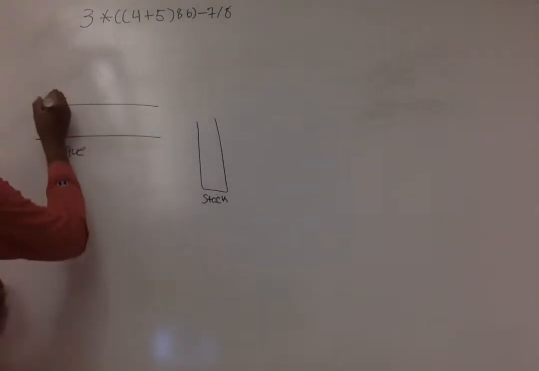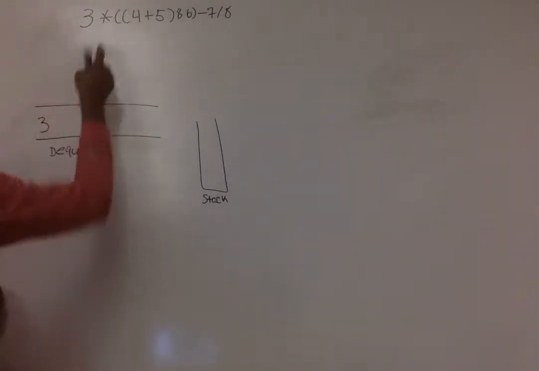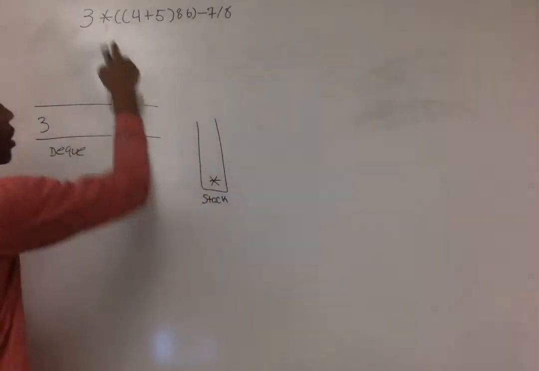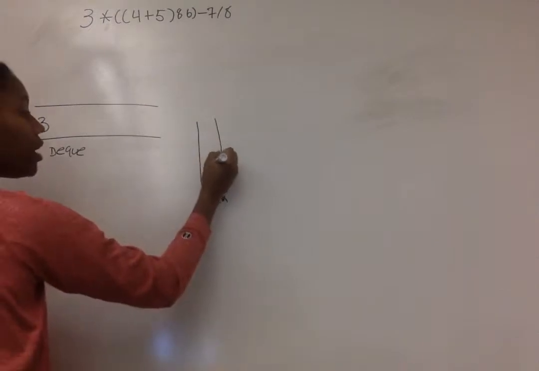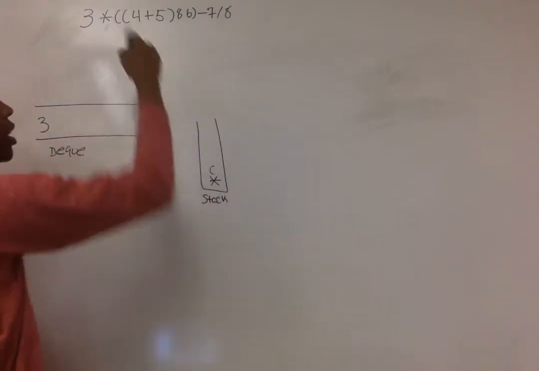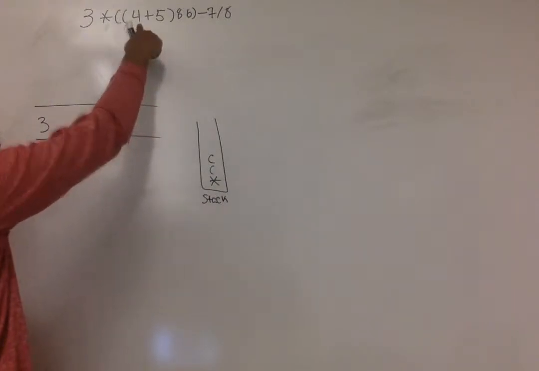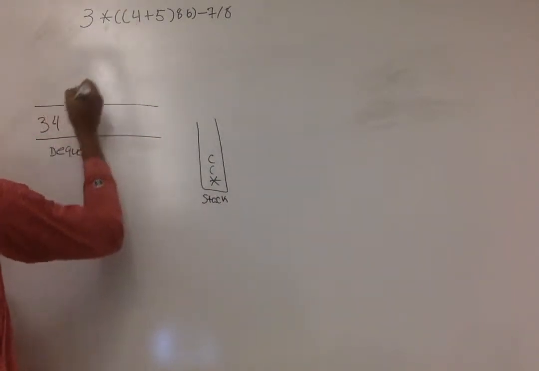We know how to make a queue, so we do a 3. We put the multiplication into the stack. We have parentheses. Remember, we put that into the queue. We have another parentheses. We put that into the queue. We have 4, which is a number, so we put that into the deck.